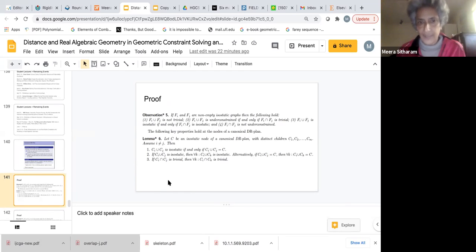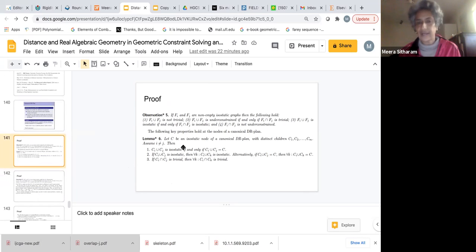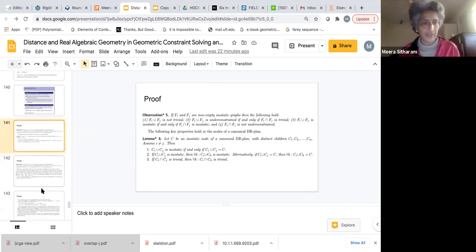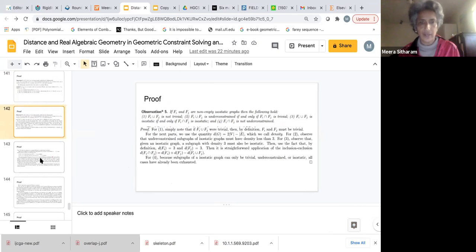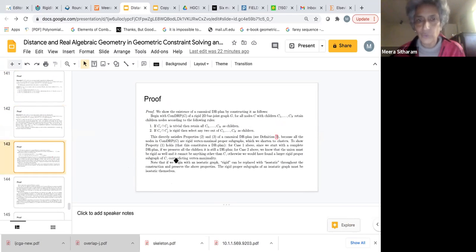This observation and this lemma we went through last week. So essentially, it's just saying that certain simple conditions can be assumed because we happen to know that the overall graph is independent. And then, we're going to rely on these two. I proved the first one, so we'll skip that proof. And now we are sort of in the proof of the theorem itself. So we simply construct the canonical DR plan. And later on, in fact, we did this proof also.